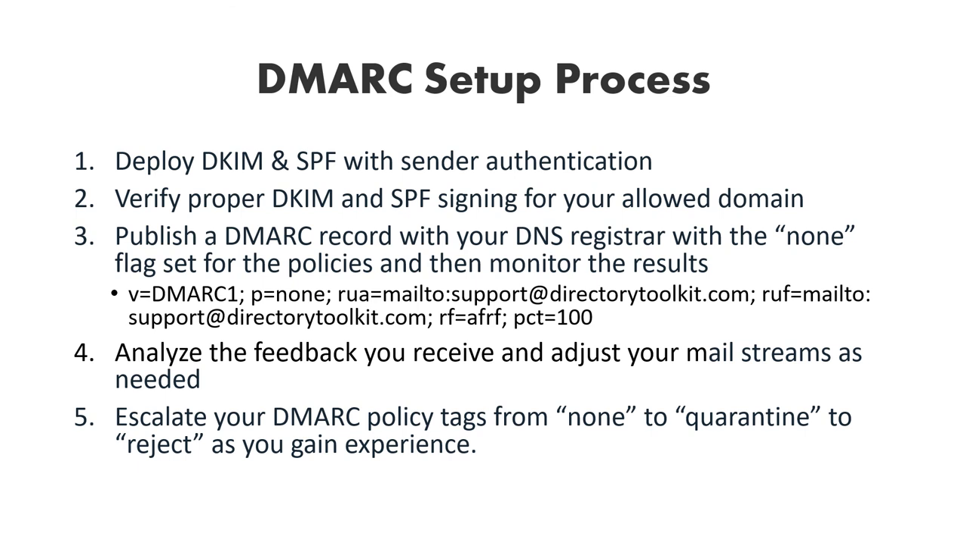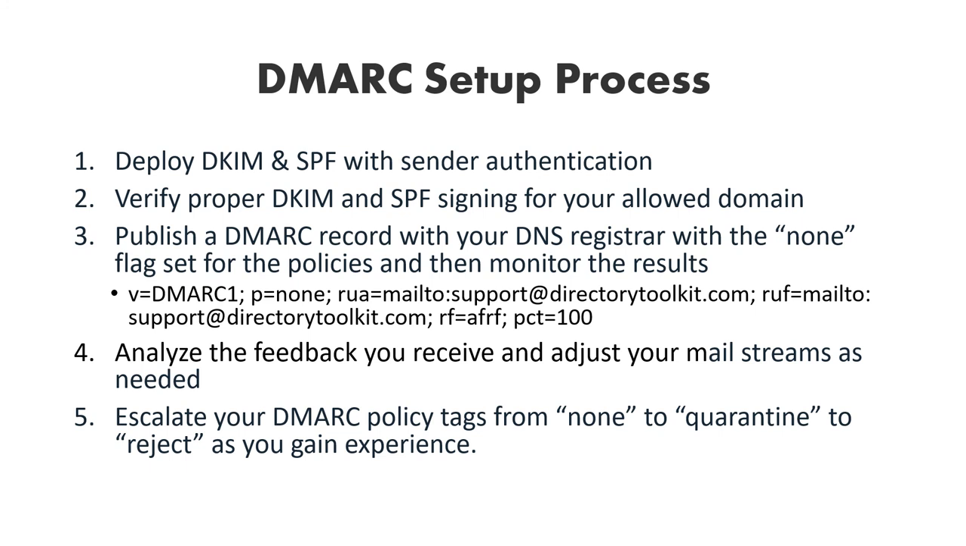And then you analyze the feedback you receive and adjust your mail streams as needed. Redo your DKIM or SPF settings if something's failing. Maybe you put the wrong key in. Maybe it expired. Maybe you have multiple SPF records. You're like, what? I put that in there. Oh, crap, I have two. I need to consolidate down to one. And then finally, escalate your DMARC policy tags from none to quarantine and reject as you gain experience, and you don't get any more failed emails on those RUA and RUF error messages.